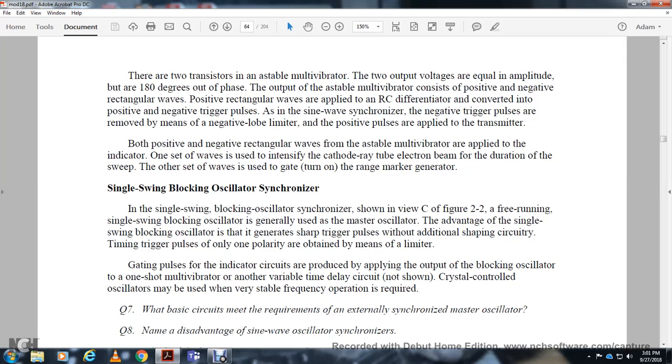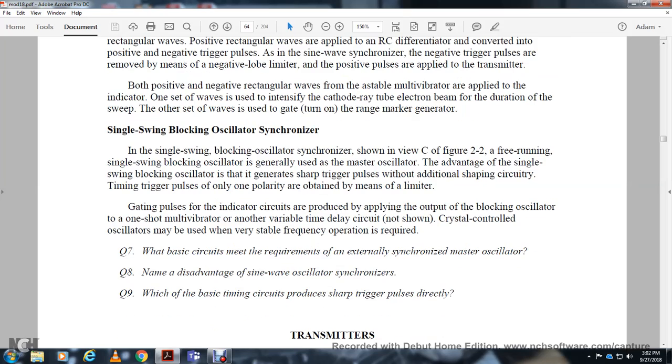Alternatively, a single swing blocking oscillator can be synchronized, as shown in figure view C, with a free running single swing blocking oscillator generally serving as the master oscillator. The advantage of single swing blocking oscillators is that they generate sharp trigger pulses without additional shaping circuitry. The timing trigger pulse has only one polarity, so no limiting is needed. The gating pulse for the indicator circuit is produced by applying the output of the blocking oscillator to a one-shot multivibrator. A variable time delay circuit, not shown, may be used, and crystal controlled oscillators may be used when very stable frequency operation is required.